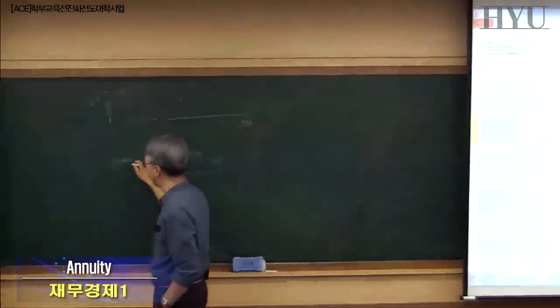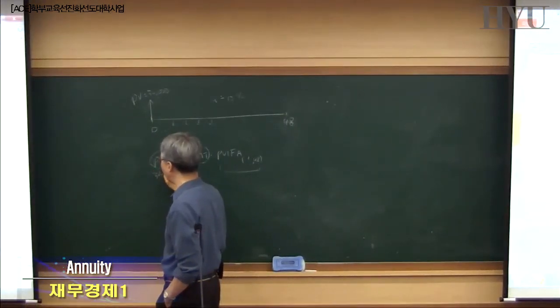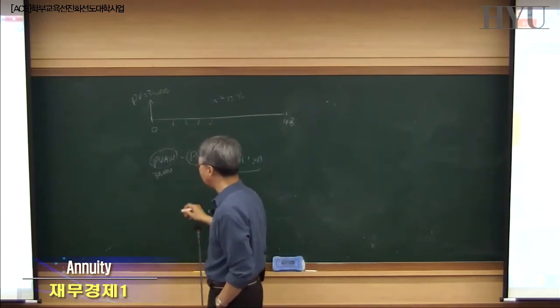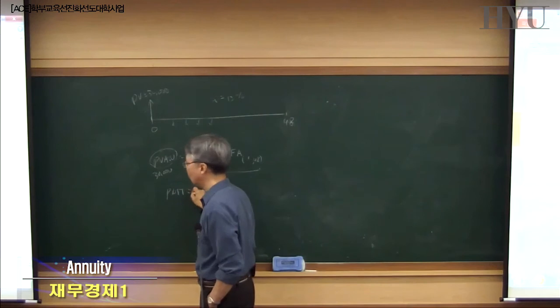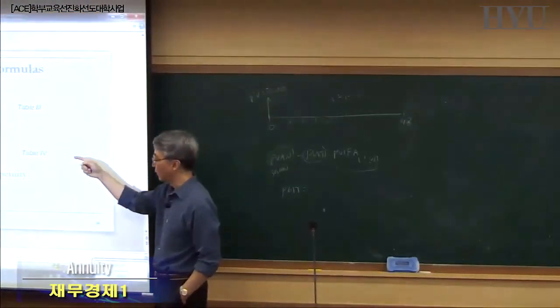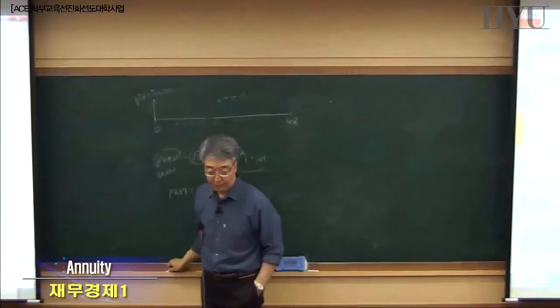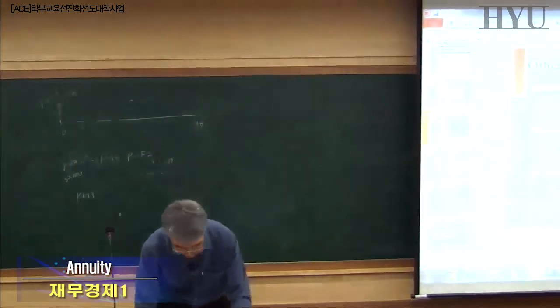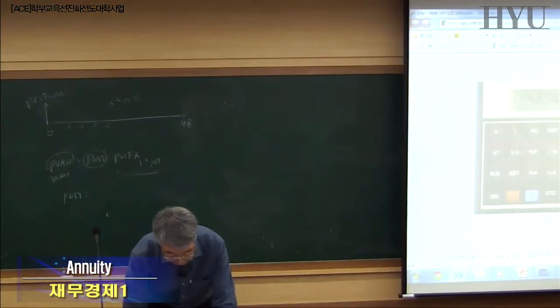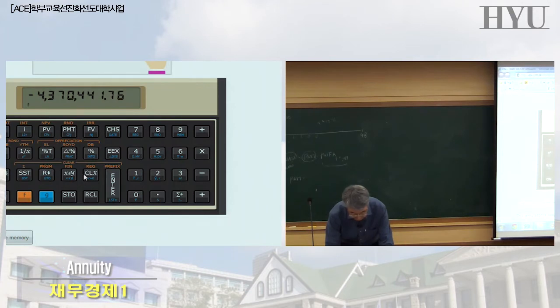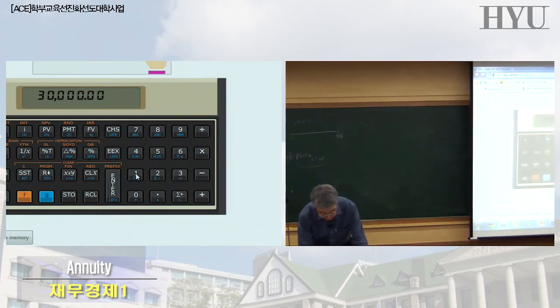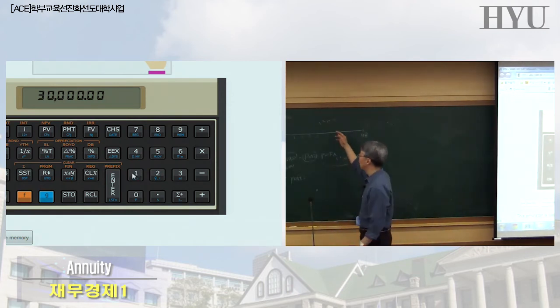And then, well, this is $30,000. So PMT will be $30,000 divided by PVIFA 1%, 48, which you find. Or if you use a calculator, you can clear the register and enter 30,000 as present value. And it's easy to calculate because I said 12%, right?